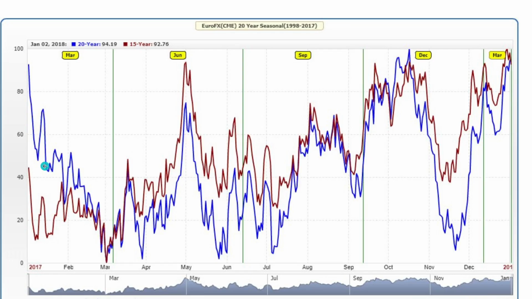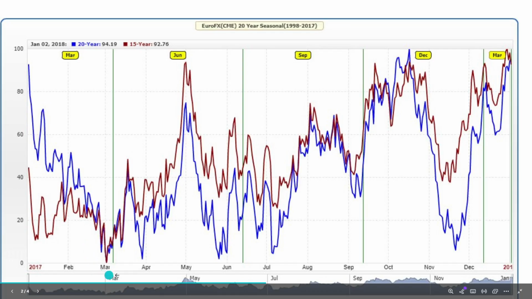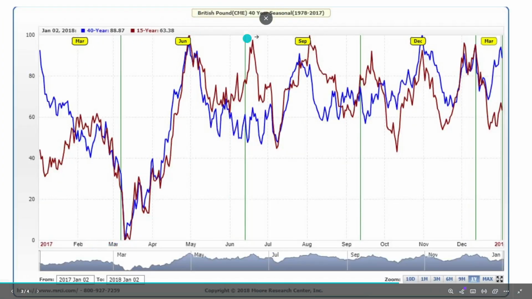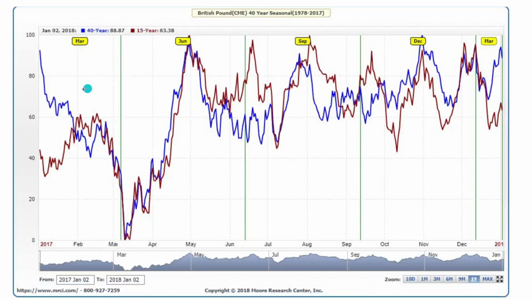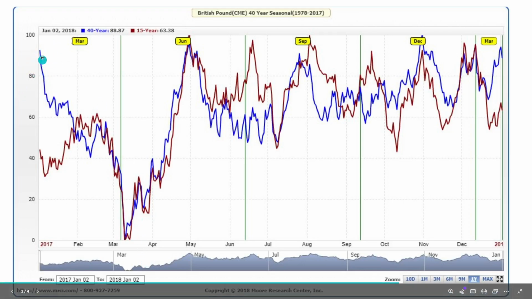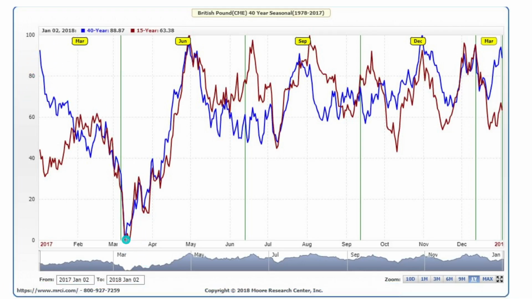So as I can see, the blue being the 20 and the red being the 15-year, we have some consolidation, but overall we're going down from January into beginning of March, right? Next we have the pound, the British pound. We have a 40-year and a 15-year, which 40 years being more data. As you can see, the 40-year has a bearish stance off the rip of January going into March.